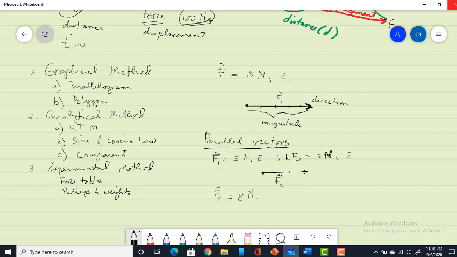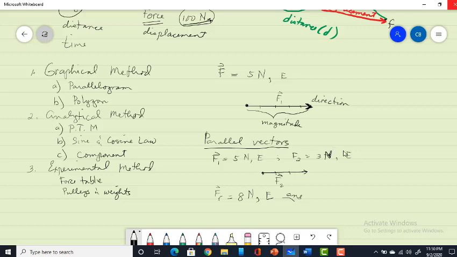8 Newtons. What is the direction? The same, eastward. So this is our answer for vector addition, that is, if the two are parallel.